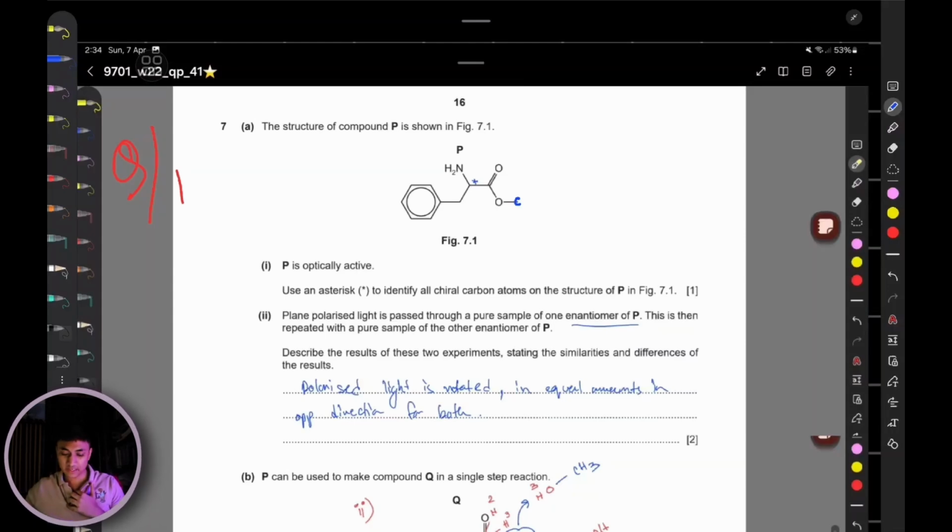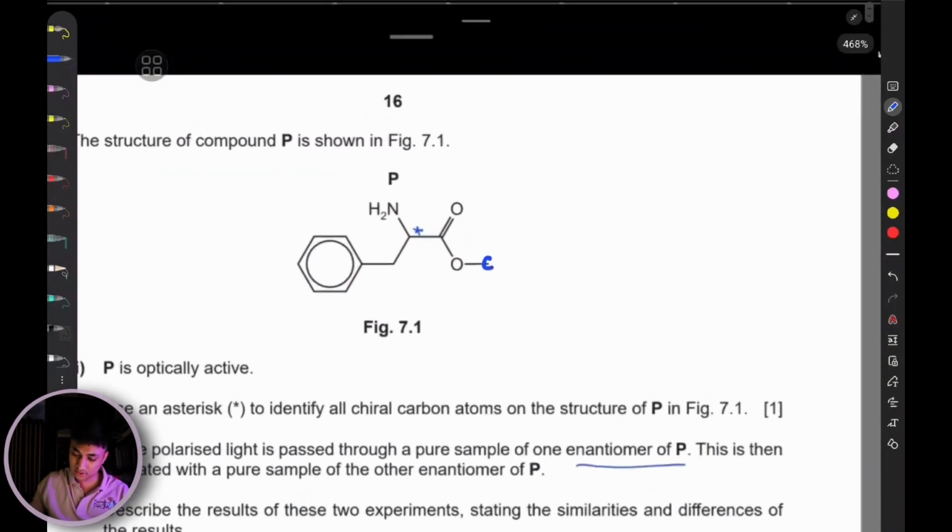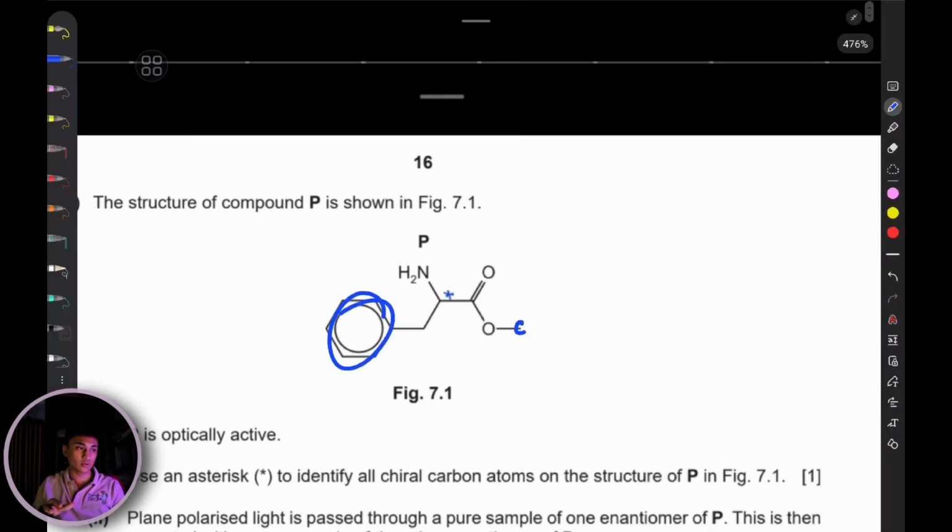Now they're saying that P is optically active. Use an asterisk to identify all chiral carbon atoms on the structure of P in figure 7.1. So they're asking you to find the chiral carbon in this P structure. Very simply, over here where the benzene structure exists, there's not going to be any chiral carbon. Why? Because all of these carbon atoms are sp2 hybridized. So these are not going to be your chiral carbons.